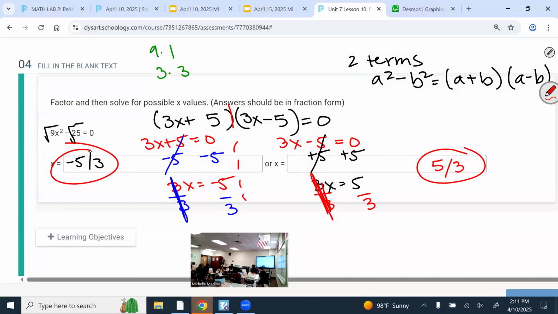Which we've done that before with flashcards. You just like found a pattern. But that's how you actually solve it. Questions on others?